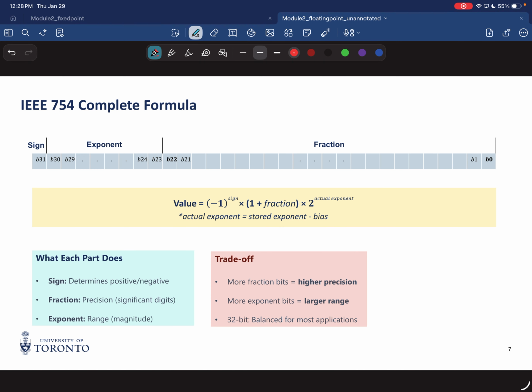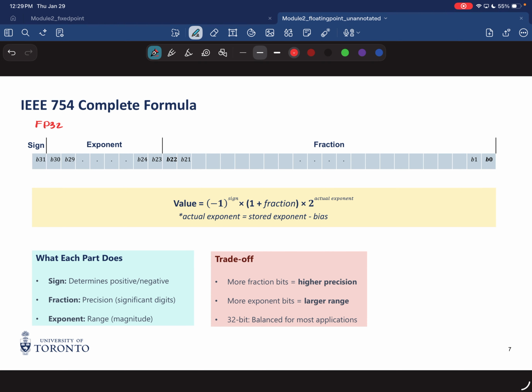So this is the formula you're going to care about: minus 1 to the power of sign, multiplied by 1 plus fraction, and then 2 to the power of the actual exponent. We say actual exponent because we're not going to store the exponent as it is. We're not going to store minus 2 or something like that, right? What we store is the actual exponent plus a bias. For example, here, this is the FP32 standard. I will talk about this.